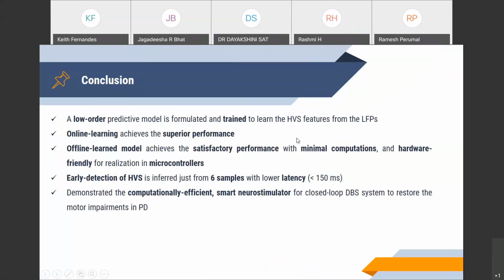So in conclusion, compared to the conventional techniques, the predictive modeling approach helps to detect the event or a required feature at very low computational cost, very low computations. And moreover, the important thing from the real-time implementation is that HVS is detected just from 6 samples. Then using the predictive model, it predicts the succeeding 10 samples. So with a total of 16 samples, the Fourier transform is applied. And in the real-time implementation, you get a latency of less than 150 milliseconds.